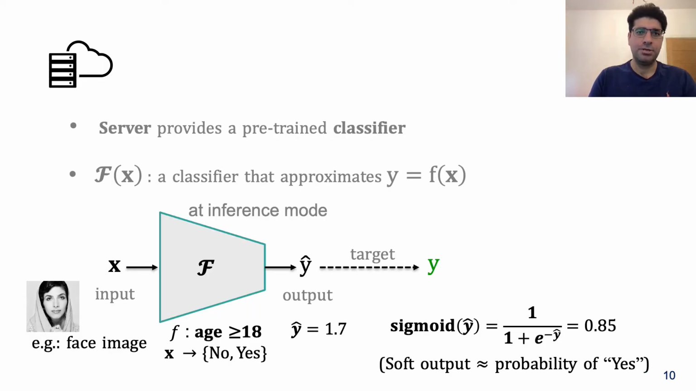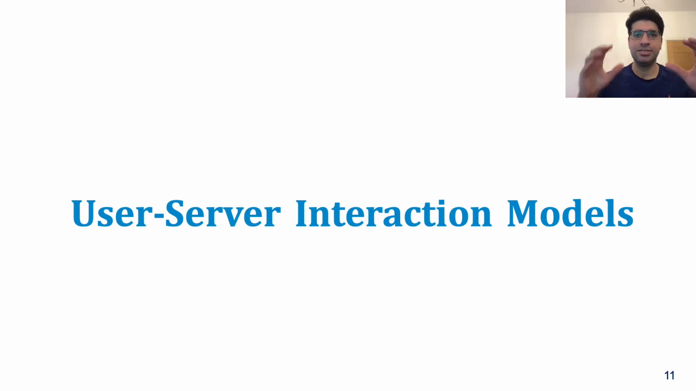For example, the user's face can be processed by a classifier for age approval. Here, the output is only a single real valued number, 1.7 for instance. Or the output can be the sigmoid transformation, 85%. Let's review the user-server interaction models.